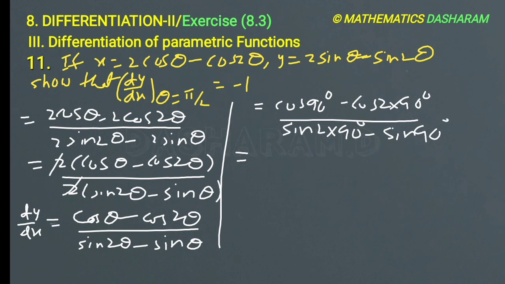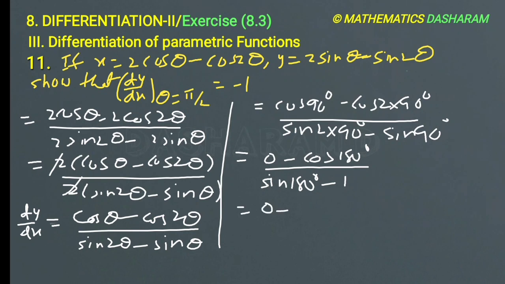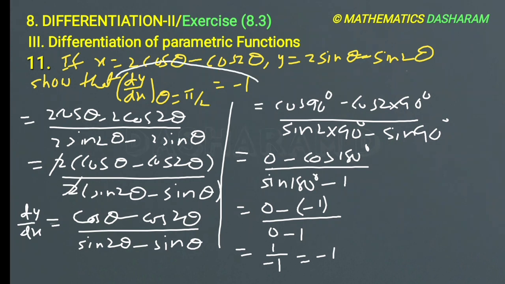Cos 90 degrees is 0, minus cos 2 into 90, which is cos 180 degrees. Sin 2 into 90 is sin 180 degrees, minus sin 90, which is 1. So 0 minus cos 180 degrees: cos 180 is minus 1, and sin 180 is 0, minus 1. So it equals 0 minus of minus 1, which is 1, divided by 0 minus 1, which is minus 1. So it equals minus 1. This is our required answer. So hence proved.